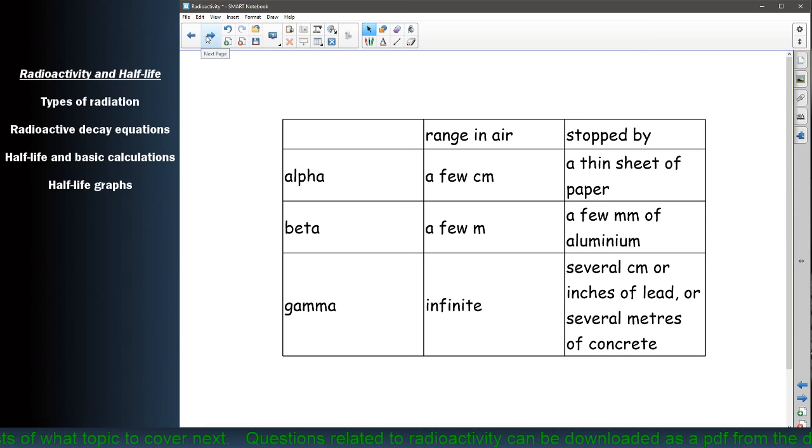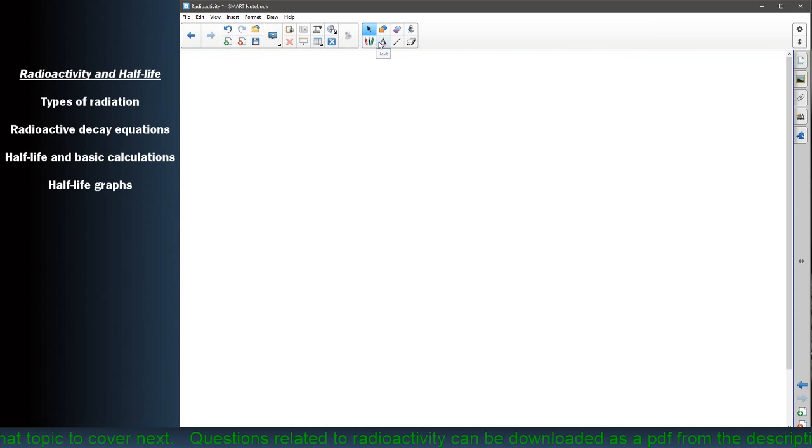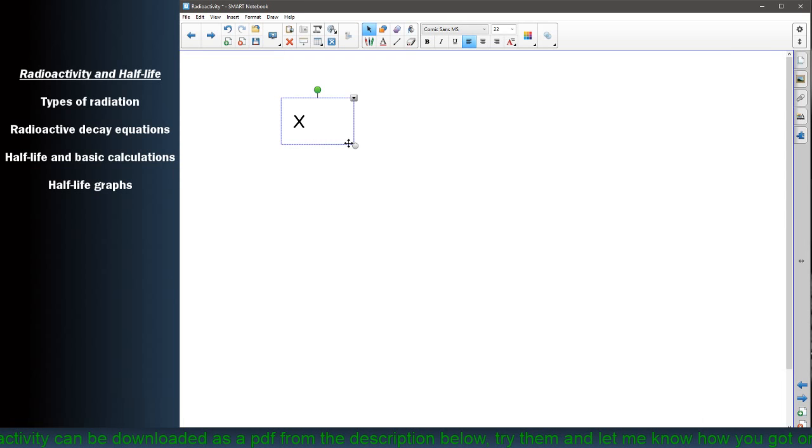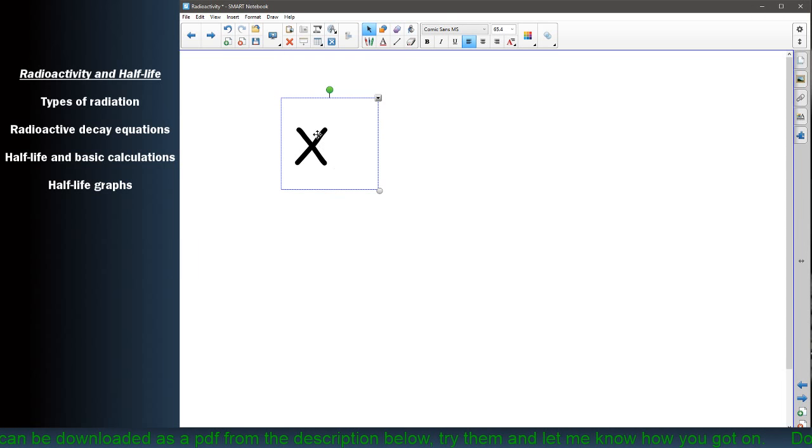Then we want to do some decay equations. Now, decay equations are, generally speaking, not too bad. If I start with material X, right, and it undergoes radioactive decay, then what we need to do, I'm going to make this a little bit bigger for us because we want to write all around this. Okay, so material X.